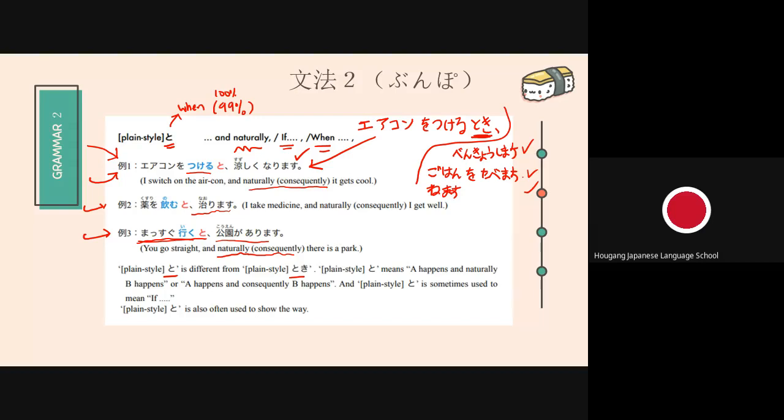So that's your key to it. So this whole paragraph, to is different from toki. It means A happens naturally, B will happen. Okay? Yeah, it should make sense like that. Sometimes in English you can say if, because if you switch on an aircon, it will become cool. Yeah, maybe that's better, because if is your if A then B, right? Yeah, maybe that's why there's an if translation. Okay? Toki is not if. Toki is more to when. To can be if, can be when, because of English.